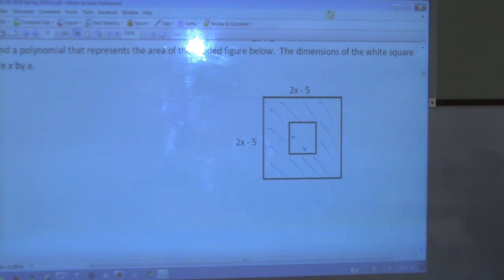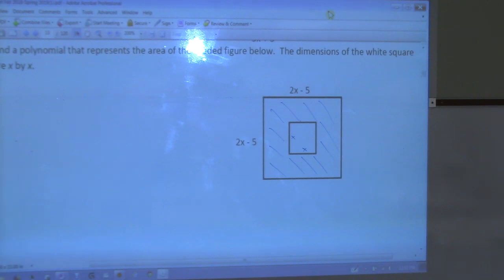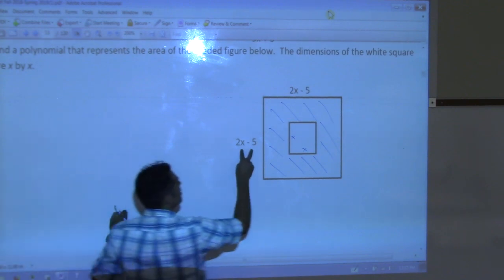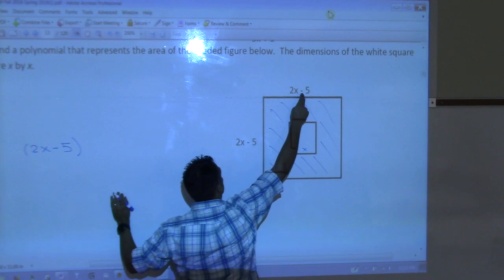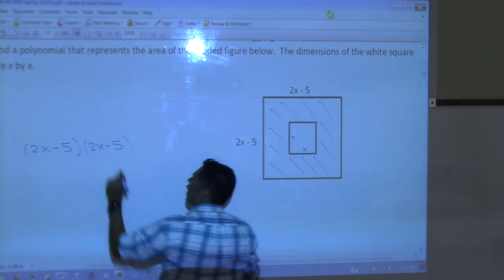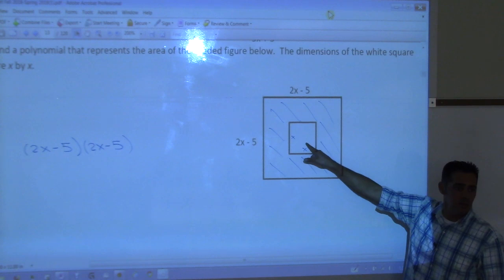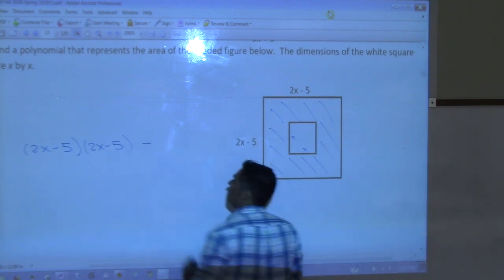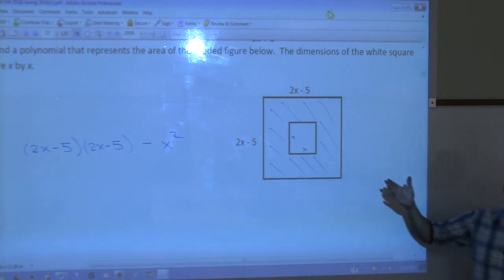So how can we find the area of this thing? Well, we multiply the side, 2x minus 5, and then 2x minus 5 again. Okay, so if I do that multiplication right there, what does that give me? The area of the whole thing, right? That's not what I want though. I want the whole thing, but I want us to take this part out, right? So subtract from that the area of this, which is x times x. And that's it. So that is a polynomial that represents the area of the shaded region.